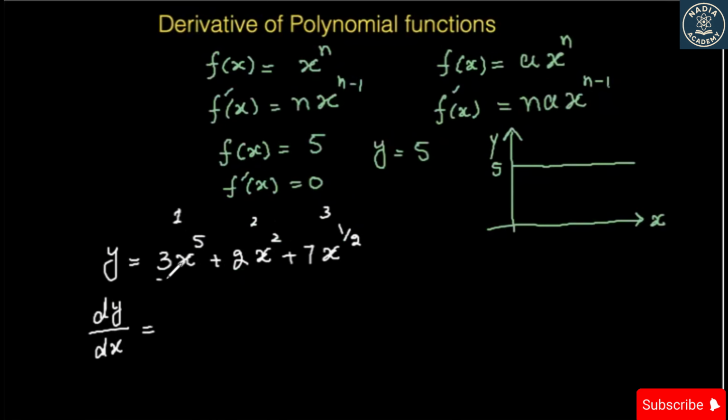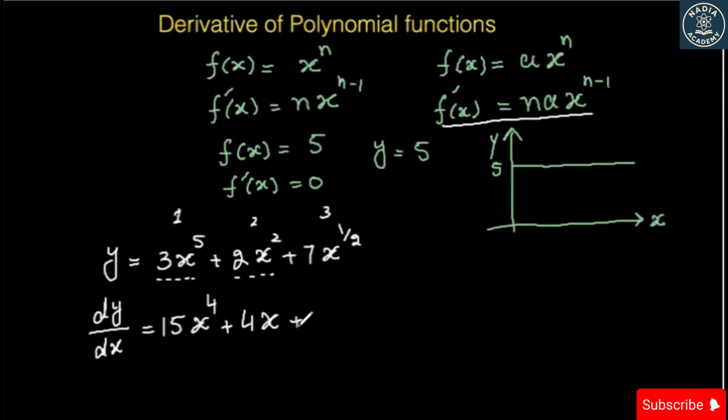For example, the first term is 3 times x power 5. This power 5 will multiply with the 3, as you can see in this formula. So 5 times 3 is 15, and the power of x will reduce by 1, so it will be 4 now. In the second term, which is 2 times x power 2, we will have 2 times 2, 4, and the power of x will reduce by 1, so now it is only x power 1.